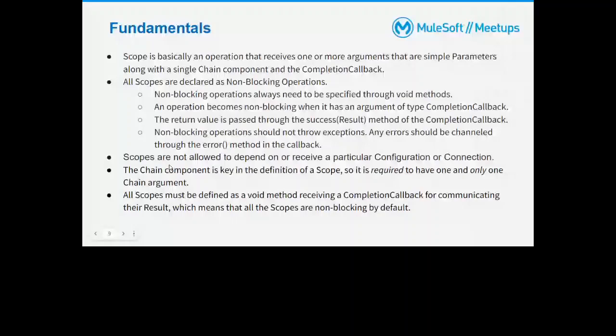Okay, we can see there is a particular configuration for creating connections for that. The chain component is key in the definition of scope. As I mentioned, the chain component is very much required. And again repeating, all scope must be defined as a void method. So the operations which we are declaring for a scope should be void methods.